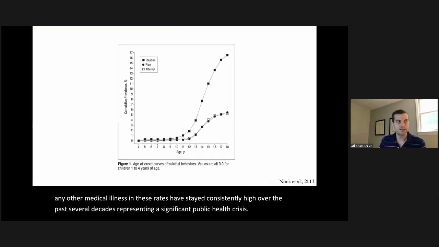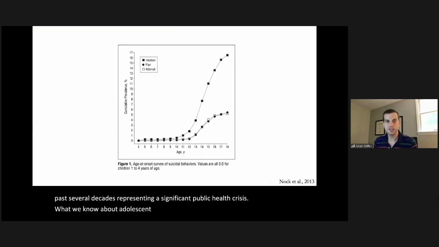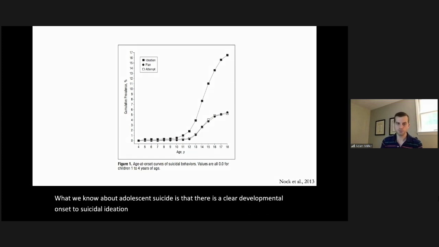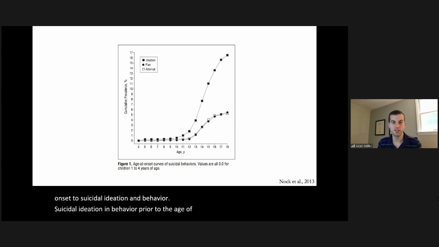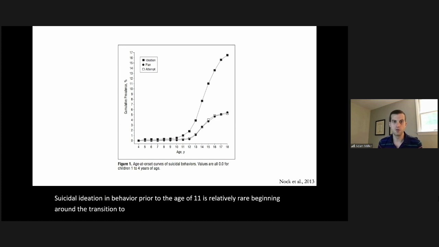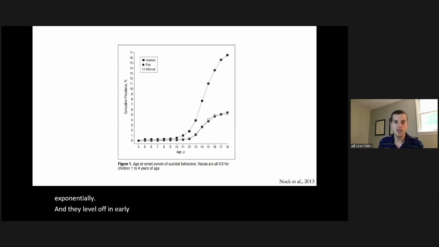What we know about adolescent suicide is that there is a clear developmental onset to suicidal ideation and behavior. Suicidal ideation and behavior prior to the age of 11 is relatively rare. Beginning around the transition to puberty, rates of suicidal ideation and behavior increase exponentially, and they level off in early adulthood.